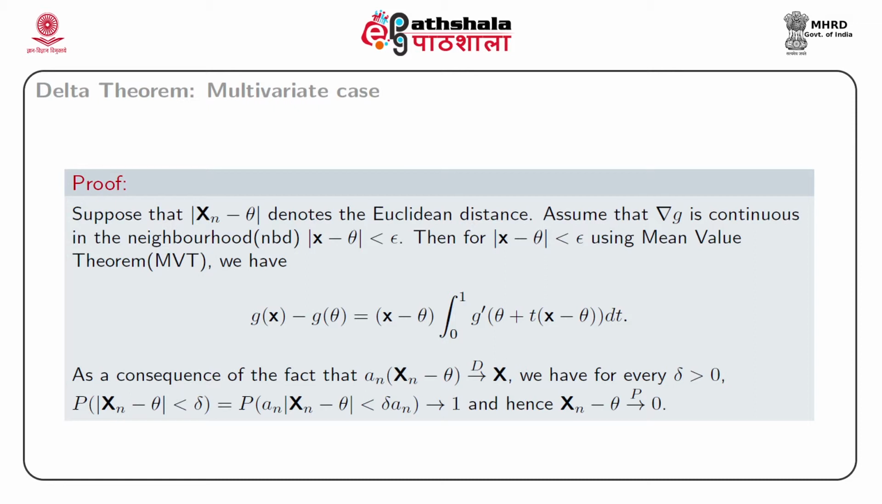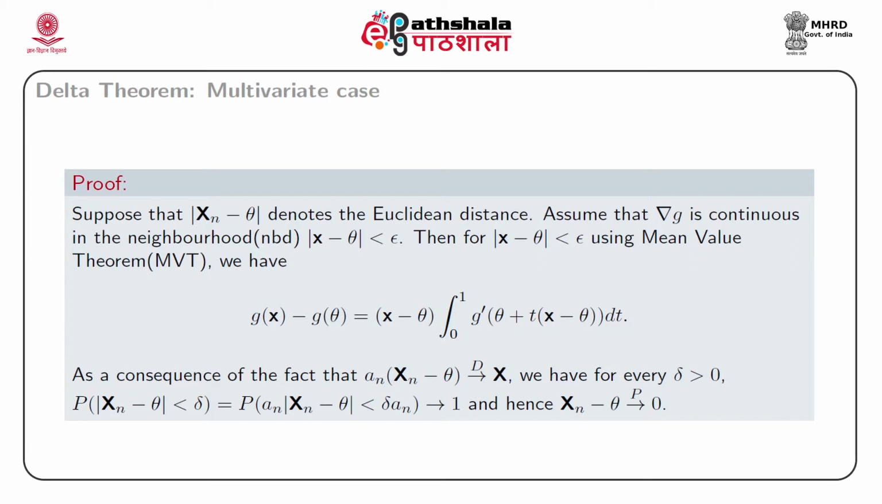Then for absolute value of X minus θ less than epsilon, using the mean value theorem, we have g(X) minus g(θ) equal to (X minus θ) multiplied by the integral from 0 to 1 of g'(θ plus t multiplied by (X minus θ)) dt. Actually this is some multivariate extension of Taylor's theorem, and θ plus t into (X minus θ) is some quantity lying between θ and X. So from this analogy one can find the usual forms of Taylor's theorem.